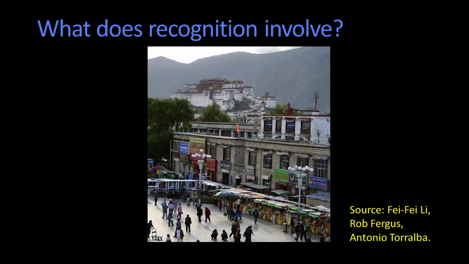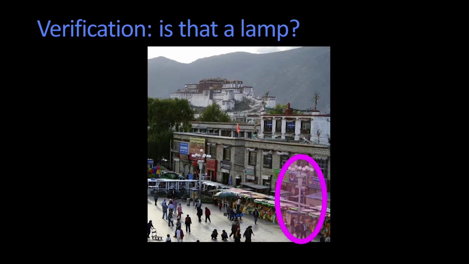So what does recognition entail? Well, it's actually many different tasks. One example is somebody might show you a particular area and say, is that a lamp? Okay, and that's verification. And in this particular case, what I mean is that it's verification of a general class. Okay, is this thing a lamp? We'll get to identification in a minute.